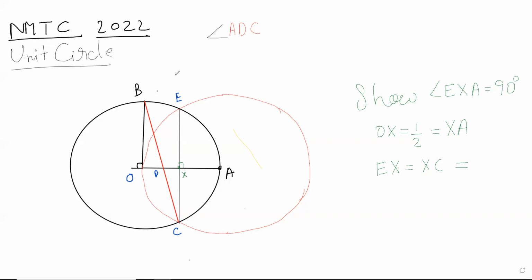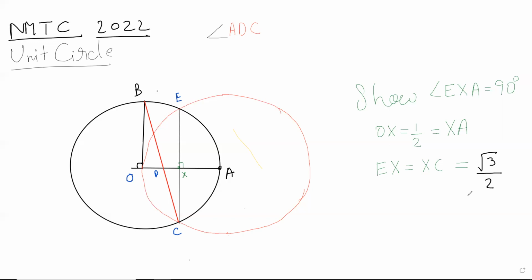Sir, it should be root 3 by 2 DX. DX or EX? I don't know, this headphone is not very loud. It somehow is max volume, but can you speak louder a little bit? Yes, sir. EX is root 3 by 2. Okay, then you figured it out. But how did you find it?